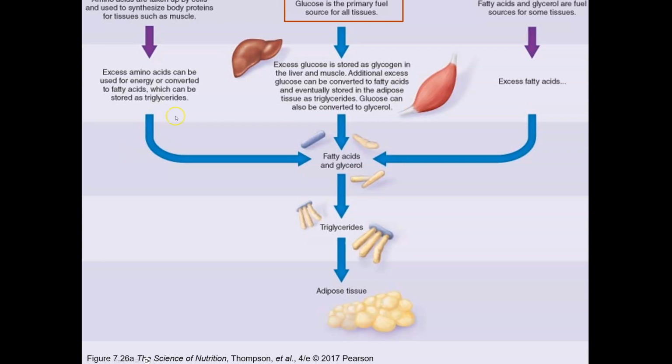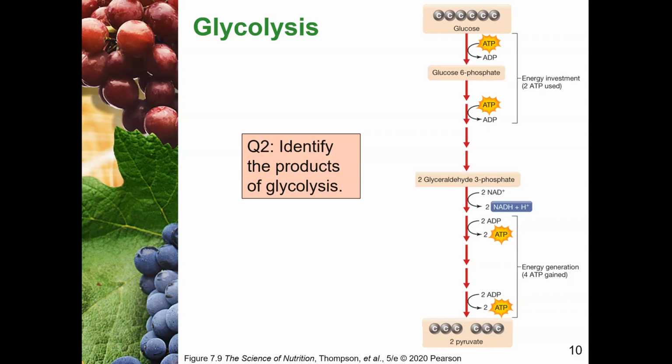But if we have extra glucose that we don't use right away, then we'll store some of that glucose as glycogen in the liver, that's the liver right here, and the muscle. And then if you still have more left, because there's only so much glycogen your liver and your muscle can hold, then you'll convert the glucose to fatty acids and glycerol and make triglycerides, and those will be stored in the adipose tissue. And again, you can use those later. So in question 2, I asked you to identify the products of glycolysis.